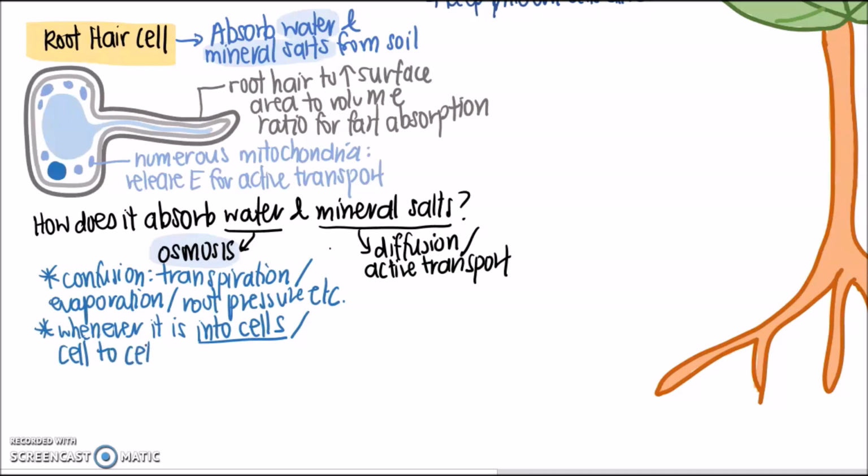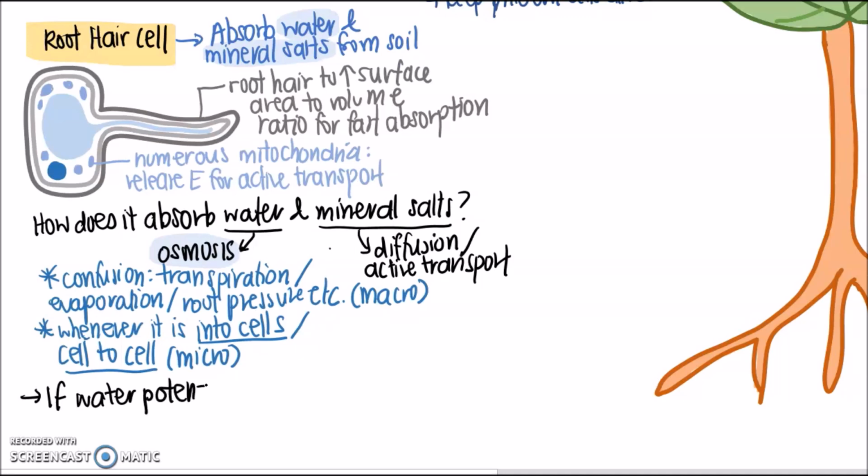Because osmosis is the movement of water from high water potential to low water potential through a partially permeable membrane. So I need it to be more zoomed in, and this is more of the micro concept. So if I am talking about cells, between cells where there is partially permeable membrane, I can use osmosis. While transpiration, evaporation, root pressure, they are more of macro concepts. They are more of the overall picture, an umbrella term.